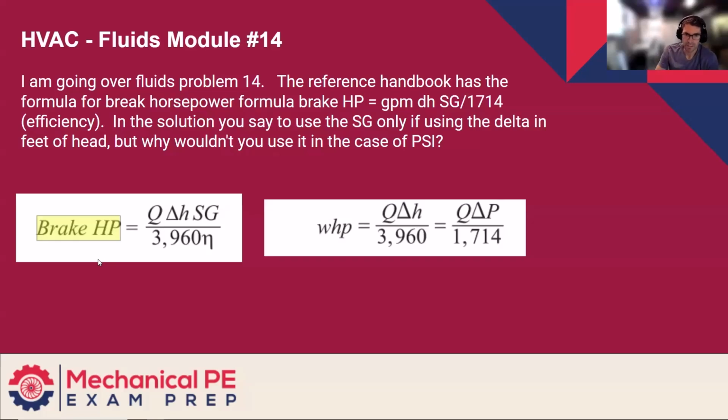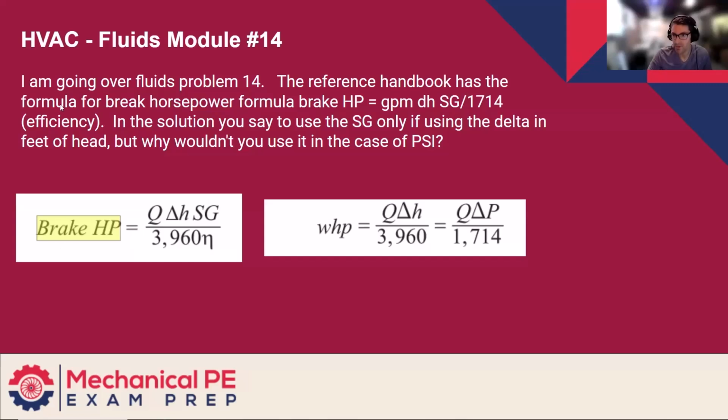HVAC Fluids 14. I'm going over Fluids 14. The reference handbook has the formula for brake horsepower as brake horsepower equals GPM delta H specific gravity over 1714 times efficiency. In the solution, you say to use the specific gravity only if using the delta in feet of head, but why wouldn't you use it in the case of PSI?